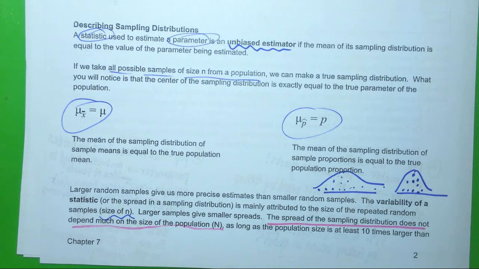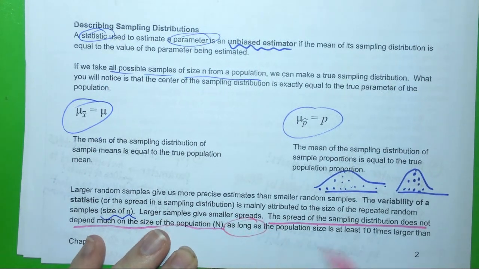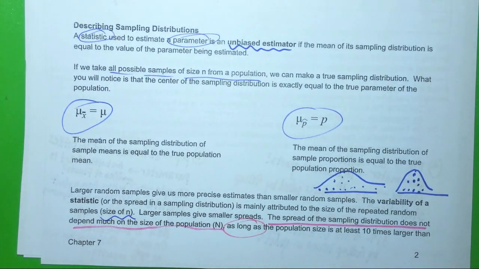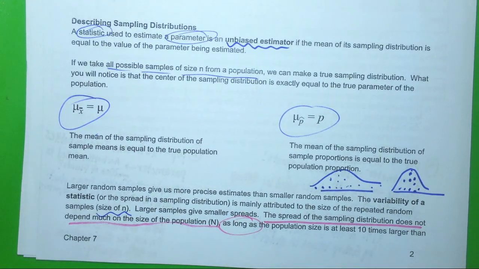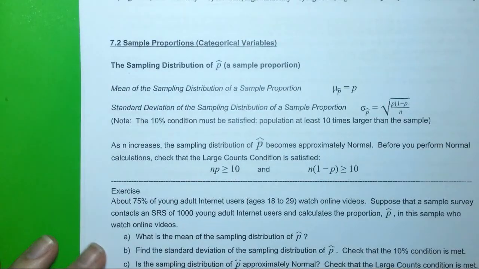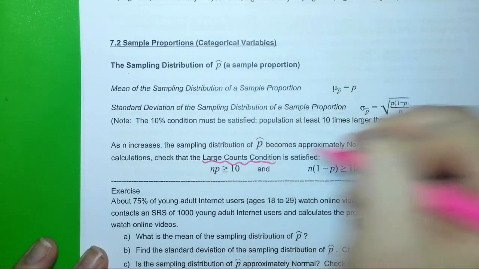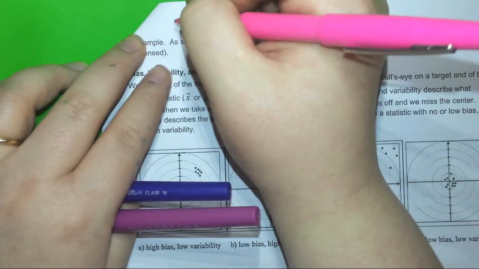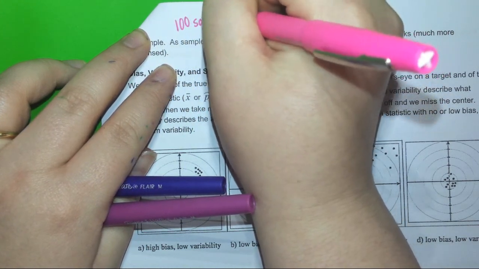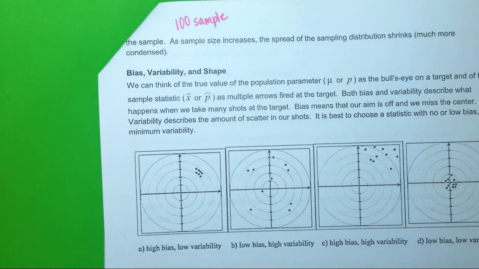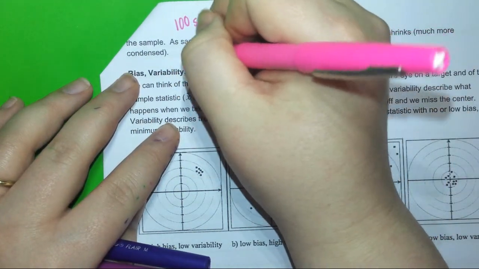As long as, there's always those words. And this is where Louise has learned something. The population size is at least 10 times larger than, flip to the next page, the sample itself. Which is actually named at the bottom. It's called the large counts condition. But we'll get to that in a second. So basically, if we have 100 in our sample, how many do we need in our population then? Yeah, we need to have at least 1,000 in our population.